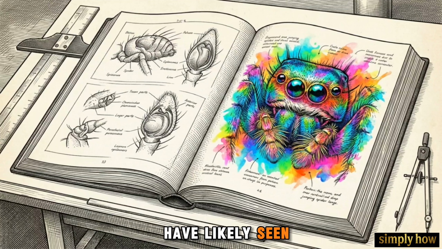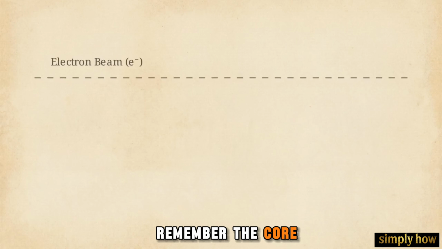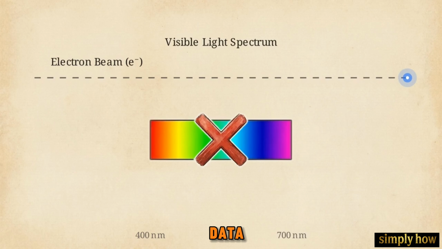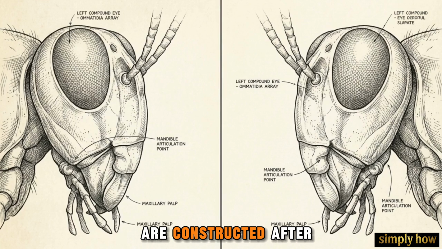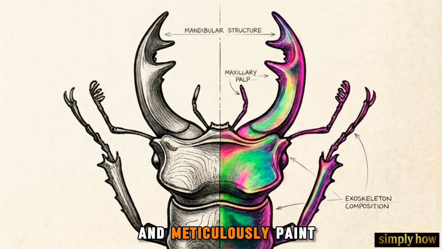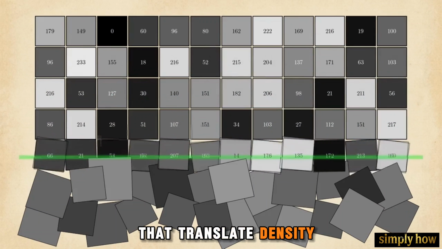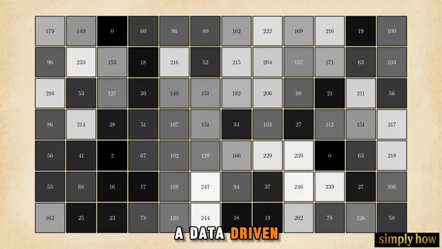You have likely seen heavily detailed, brightly colored images of insect faces attributed to these machines. Remember the core rule of the shared platform. Electrons do not carry visible color data. Those vibrant images are constructed after the fact. Technicians take the raw grayscale data into software like Photoshop and meticulously paint in false colors to highlight structures and engage viewers. Ultimately, these machines function as high-precision sensors that translate density and topography into a data-driven map.